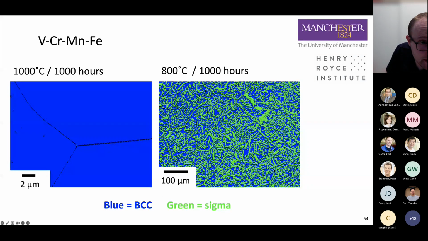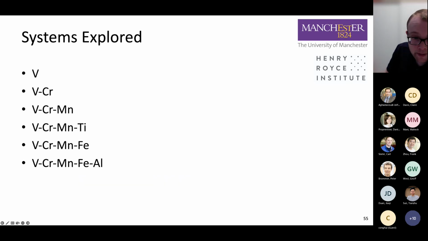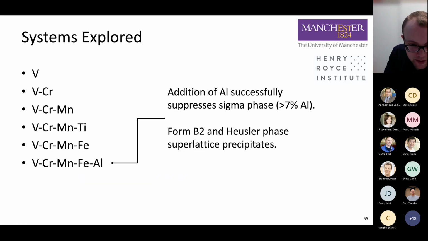This, for instance, is this equiatomic alloy at 1000 degrees C, and this is after 800 degrees C. We can see that this looks like a lovely BCC solid solution almost entirely, and this one has lots of sigma phase that pops out here. Now, the interesting thing is that Alex then looked at adding aluminium into this system for two reasons. Firstly, aluminium suppresses sigma phase, and you can suppress sigma phase at approximately more than 7% aluminium.